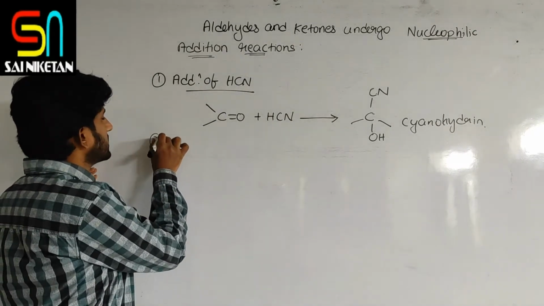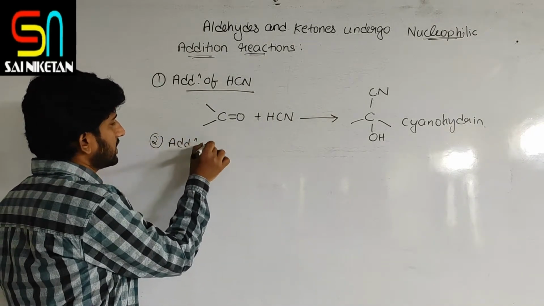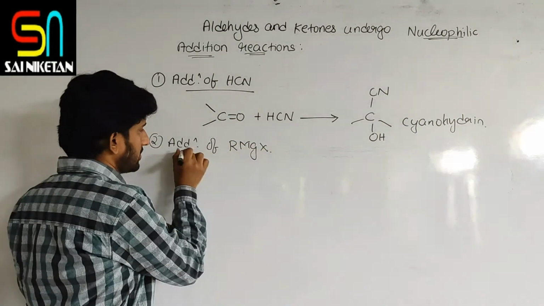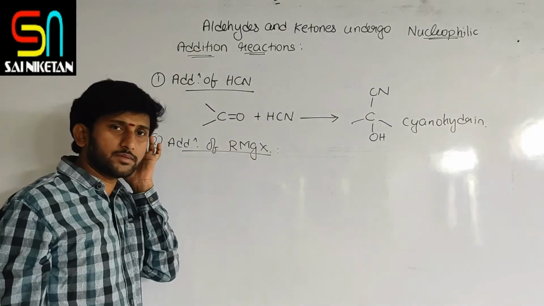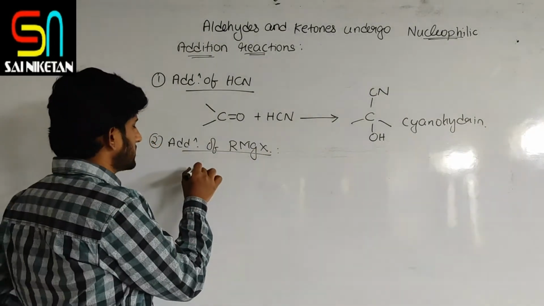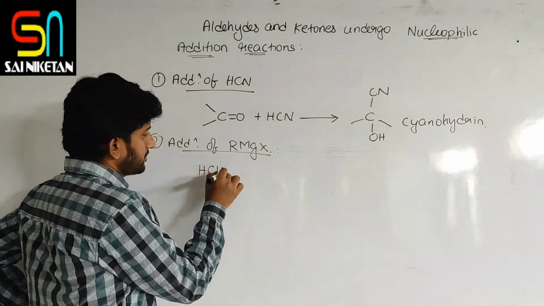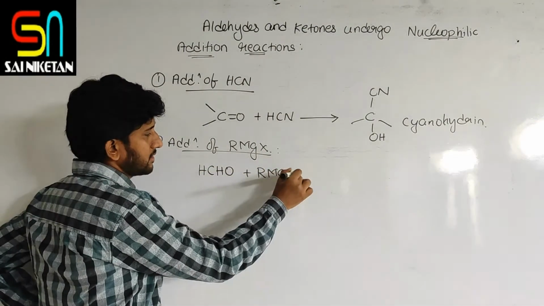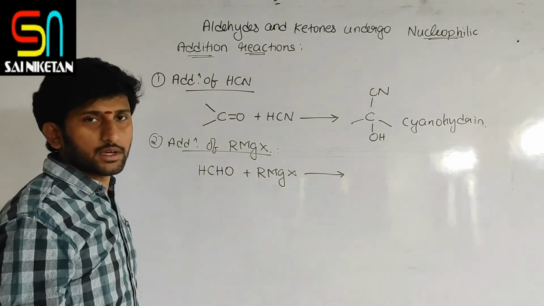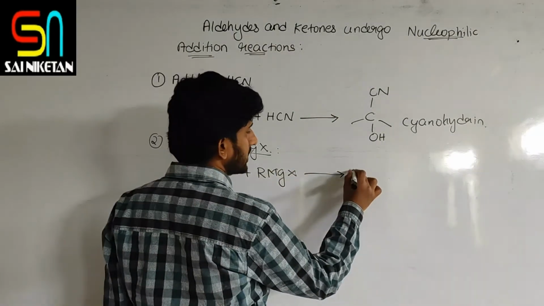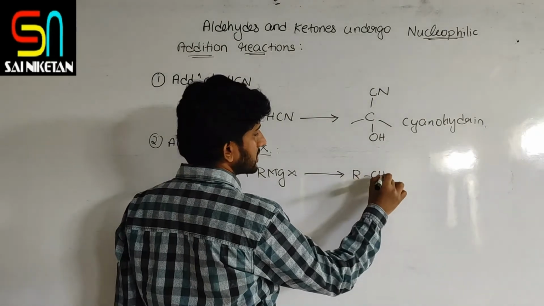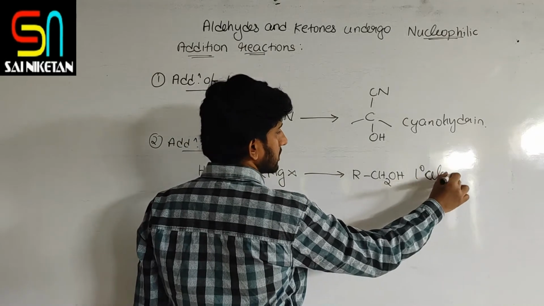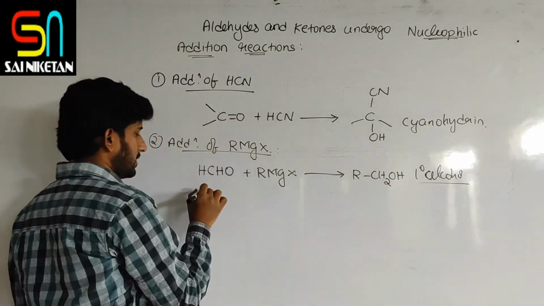After this, we saw the addition of Grignard reagent, RMgX, as the second nucleophilic addition reaction. You might remember formaldehyde. If formaldehyde reacts with Grignard reagent, a primary alcohol is obtained. These reactions are important.